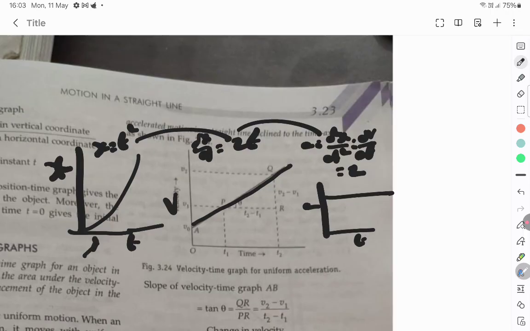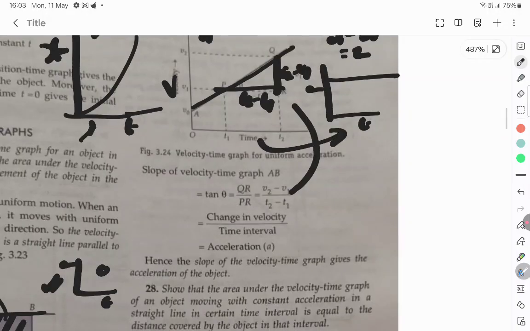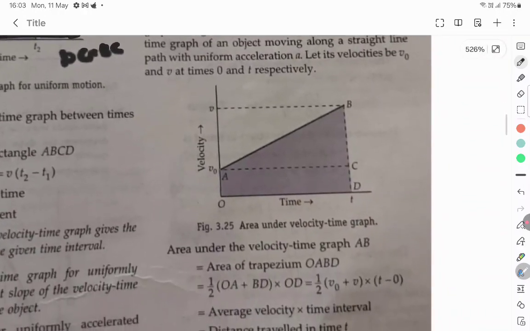So from this, this represents non-uniform motion, and the slope of this, which is v2 minus v1 by t2 minus t1, gives you acceleration. That slope of a velocity time graph gives you acceleration, and that will be a constant. Okay, so let's go to next.